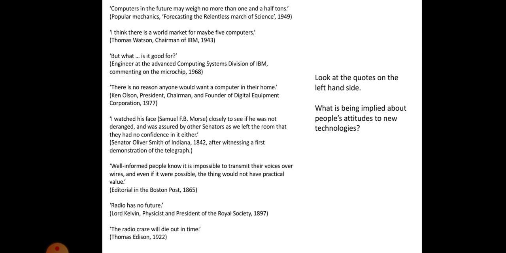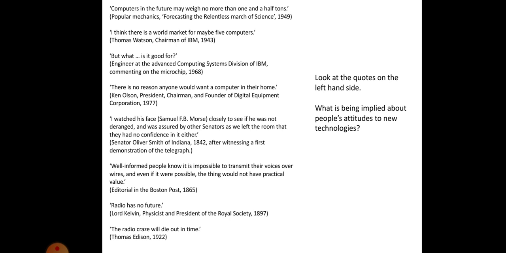The telegraph became quite a fundamental way of communicating between people. As we go closer to our time, you've got radio has no future, and the radio craze will die out in time, and obviously radio is still quite a fundamental part of what we do today. And even looking at computers, in 1943, I think there's a world market for maybe 5 computers, and then computers in the future may weigh no more than 1.5 tons. Obviously, things that we've seen to be untrue.